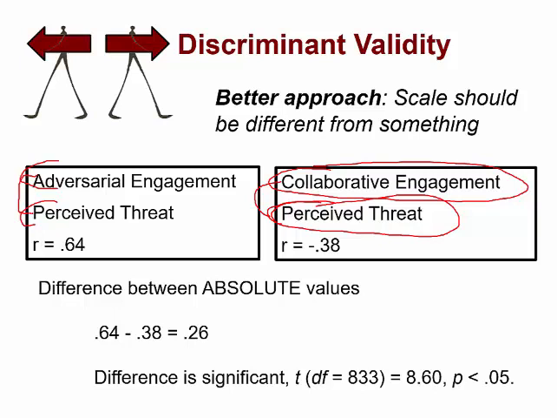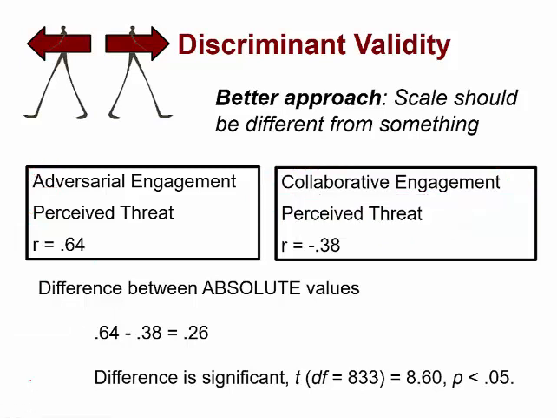So my hypothesis is that the relationship between collaborative engagement and perceived threat should be relatively weak. The association between adversarial engagement and perceived threat should be relatively strong. So now I'm not claiming that a correlation should be 0. I'm just claiming that my correlation should be weaker than something else that I'm comparing it to. And this gives me a lot of flexibility in the types of questions I want to address here. So in this particular example, it turned out that the correlation between adversarial engagement and perceived threat was 0.64, and the correlation between collaborative engagement and perceived threat was negative 0.38.